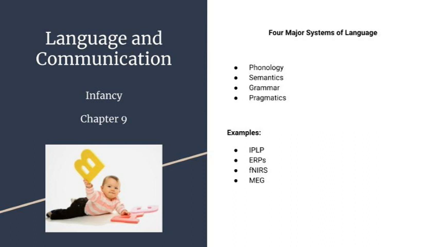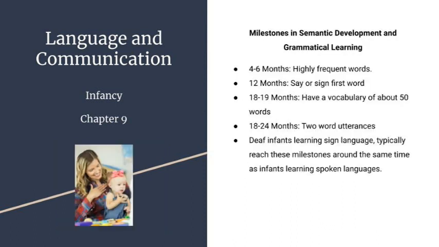The next examples are ERP, event-related potentials, and fNIRS, which is functional near-infrared spectroscopy, and MEG. These are research methods that can be used to measure infants' brain activity in response to stimuli like speech sounds, which is phonology, words, which is semantics, or phrases containing different words or markers, which is known as grammar.